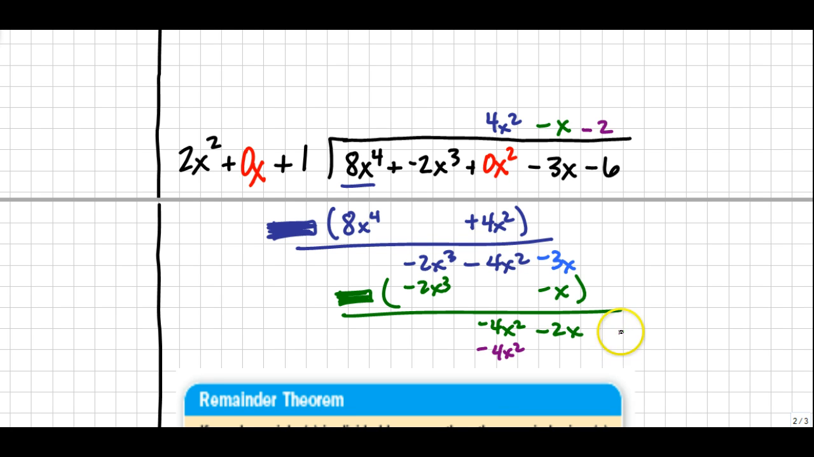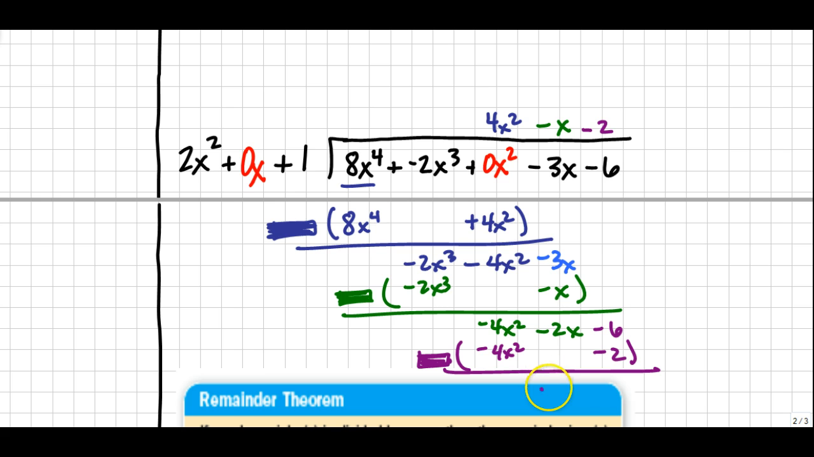Now look what I did. I forgot to bring down my negative 6, didn't I? Did you catch that? So I should have brought down my negative 6 here because I needed a trinomial. I would have caught it now when I did 1 times negative 2 and there was nothing to line it up with.